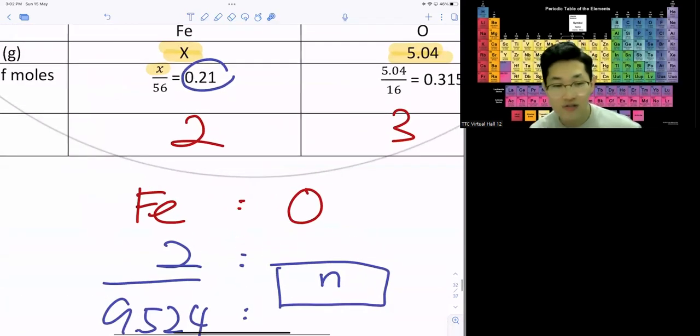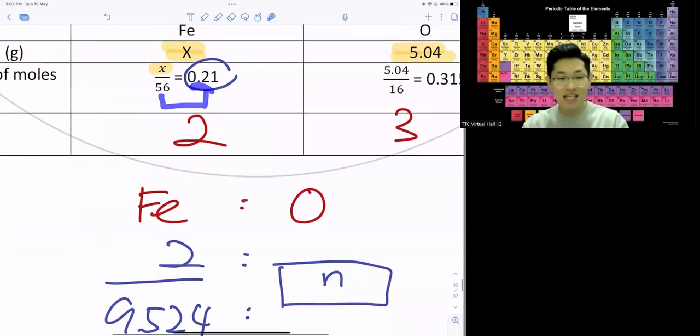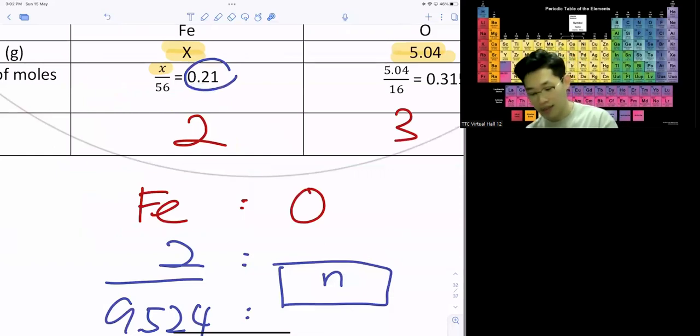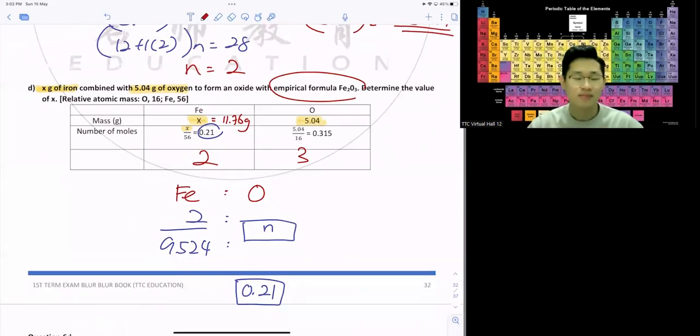So in order to find the X, you move 56 to the other side. That means 56 times 0.21 to get 11.76 gram. Yeah, like that.